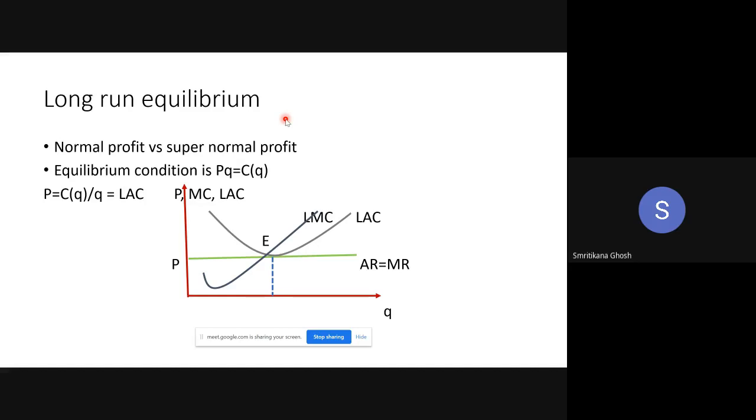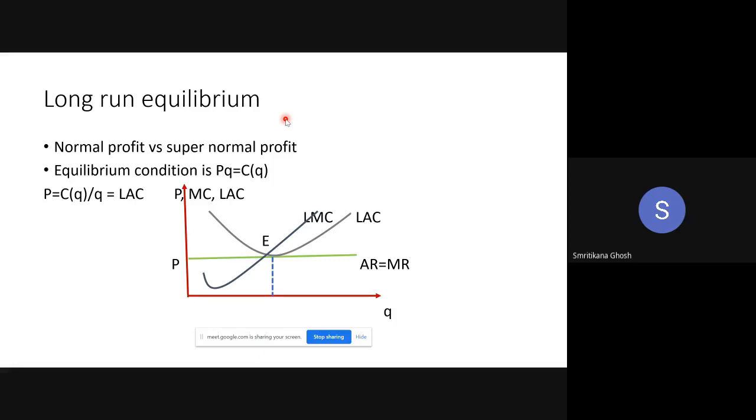So they will enter. But in the short run, it is not possible to enter. Entry and exit is always a long run concept because it will take time. In a fine morning, you cannot enter the industry. You need some preparation and some time. So it's the long run. Existing firms are earning supernormal profit in the short run. In the long run, new firms will enter.